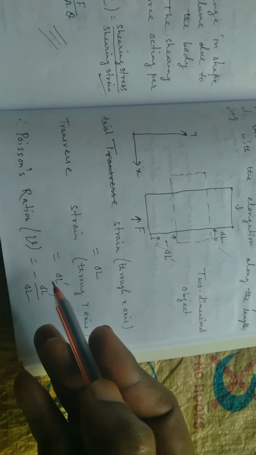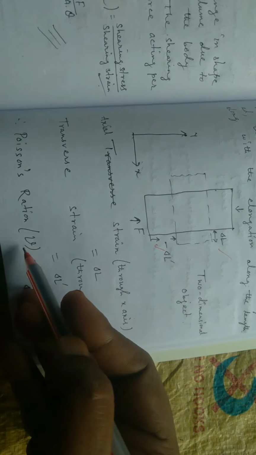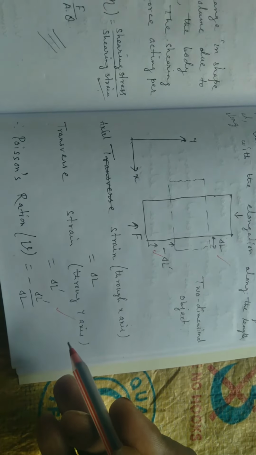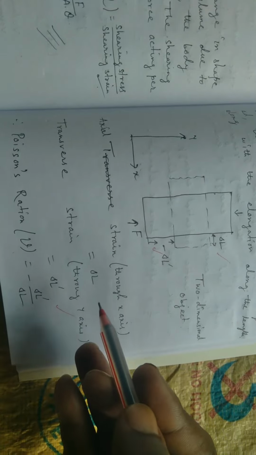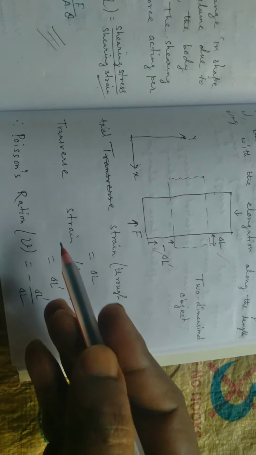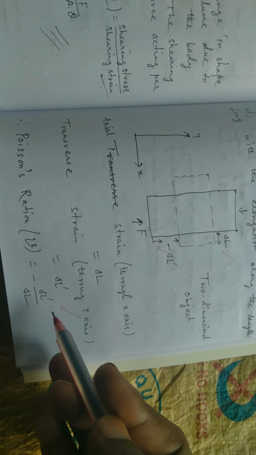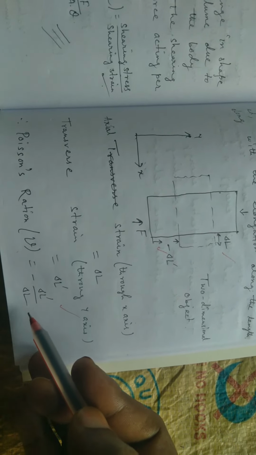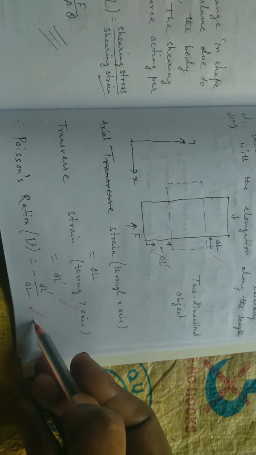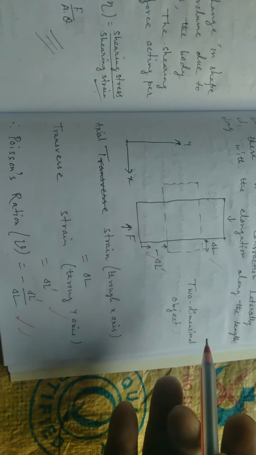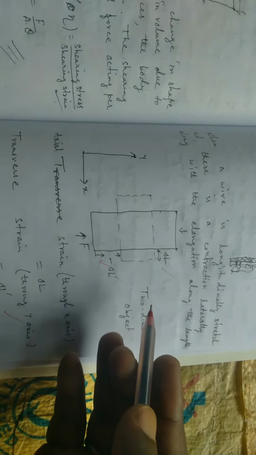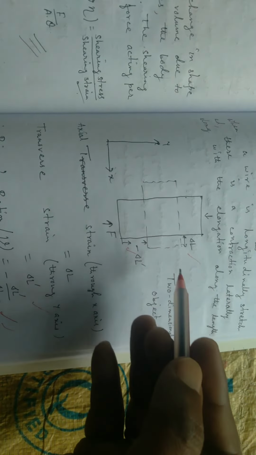So Poisson's ratio, mu, is the ratio of the transverse strain to the axial strain. So this will be minus delta L dash by delta L. This is called Poisson's ratio for two-dimensional cases. The three-dimensional case is for senior class, so I will not discuss it today. Just for the concept of Poisson's ratio, I have discussed the two-dimensional case.